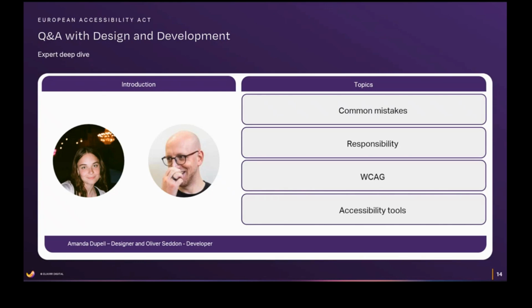That was definitely my eye-opening experience with accessibility when I realized just what a problem it was and how inaccessible the internet really is. Thanks, Amanda. So what are the most common UI or UX mistakes made when creating digital products?